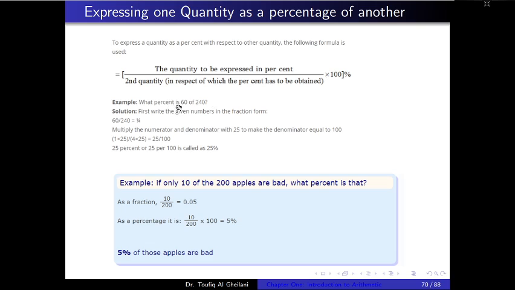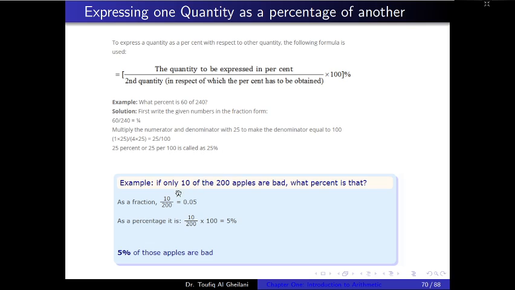So what percent is 6 of 240? First write the given numbers in fraction form. So 6 over 240, that means a quarter. Now we multiply the numerator and denominator by 25 to make the denominator equal to 100. So 1 times 25 over 4 times 25, that means 25 over 100. So 25 per 100 is called 25%.